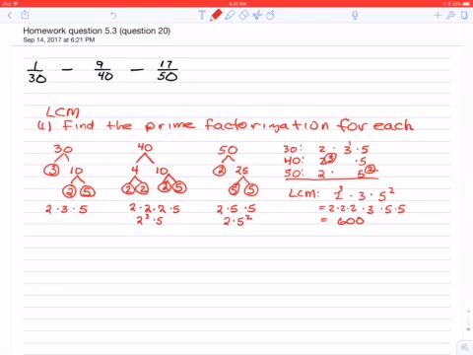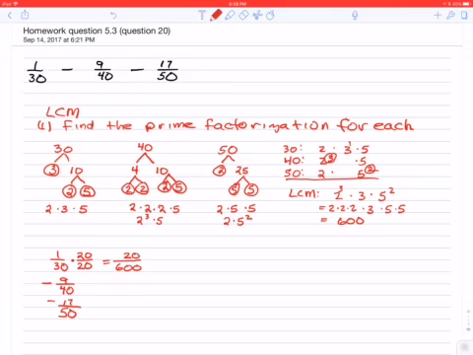All right, so I'm going to list these fractions in a vertical format. So 1 over 30 minus 9 over 40 minus 17 over 50. I need to get a denominator of 600 for each. So if I divide 30 into 600, I see it goes 20 times. 30 times 20 gives me 600. So whatever I do to the denominator, I have to do to the numerator. So 1 times 20 is 20.